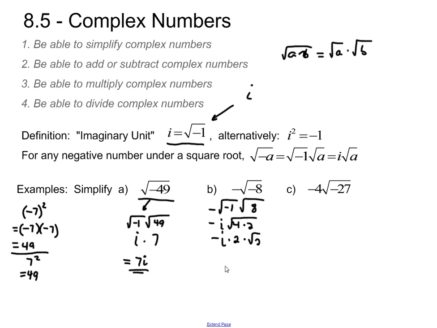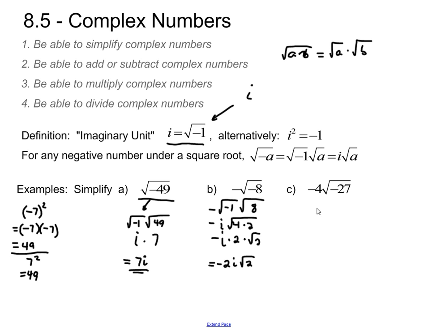Now, the typical way of writing this one is going to look like this. Let me take care of that negative here. It's going to be negative 2i times the square root of 2. It's typical to put i before a square root so we don't get mixed up with what's under the square root and what's not, and the integer before i. So negative 2i square root of 2.